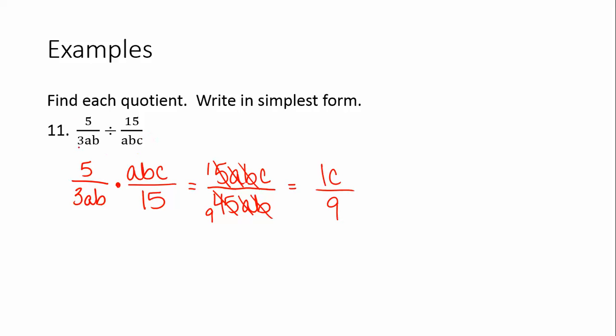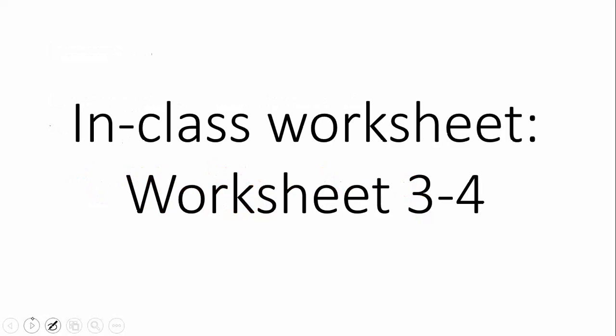So look at the original problem, what it looked like, and look how we've simplified it all the way down to C over 9. Remember, we don't have to write the number 1 in front of a variable. So make sure you understand how this is done, canceling variables just like we can cancel numbers. And in class, we'll work on worksheet 3-4.